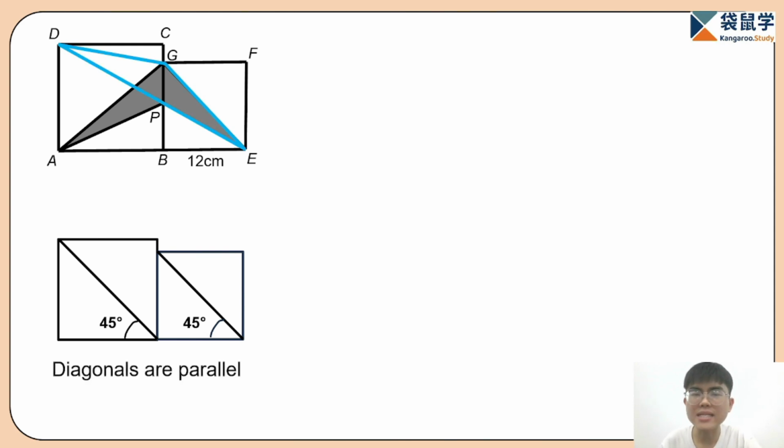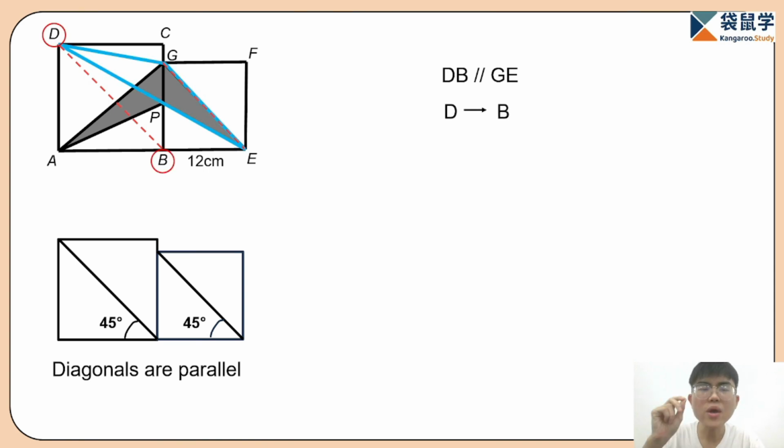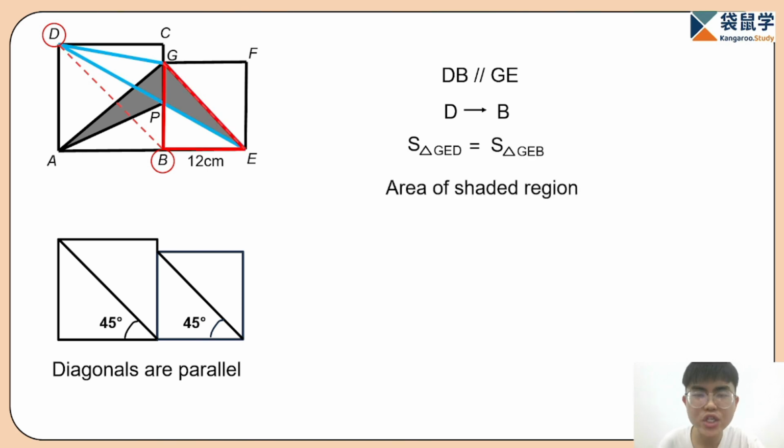So now guys, where is the diagonal line that we have in our diagram here? It is GE. So how do we draw another line which is parallel to GE? Yes, it is DB. So now, how do we transform our triangle here? Which point should we move? Yes, we move point D, and where should we move it to? Point B. So initially, we have the triangle GED. And after the transformation, which triangle do we have now? So we have GEB. So now, to find the area of the shaded region, we just simply use 12 times 12 divided by 2, which is 72 centimeters squared.